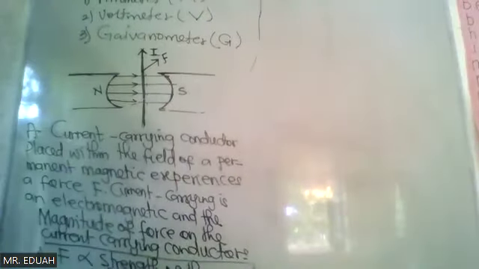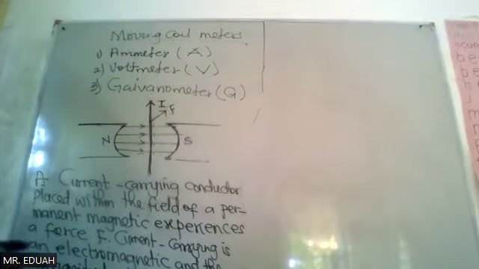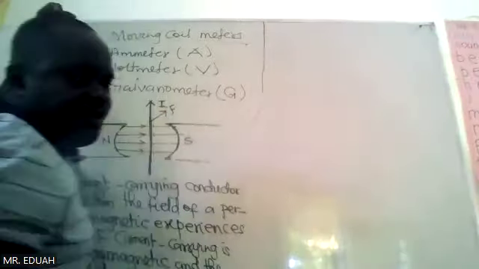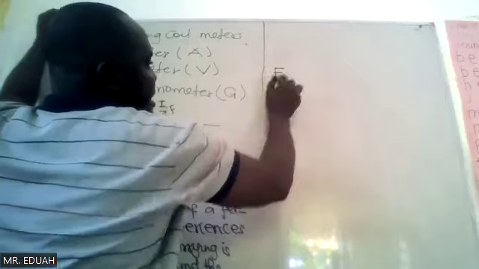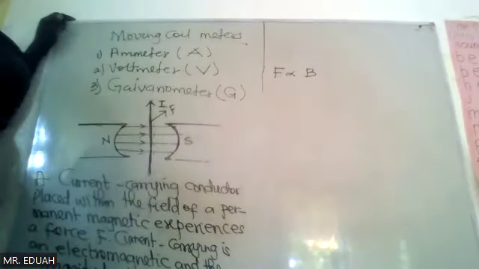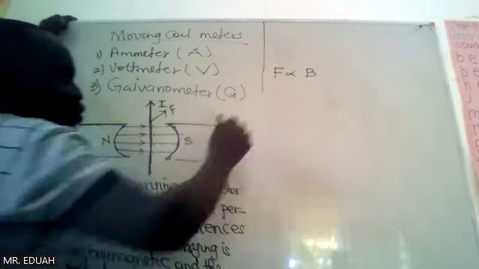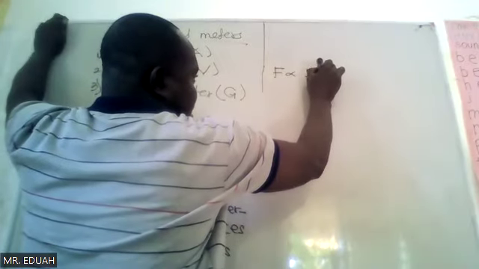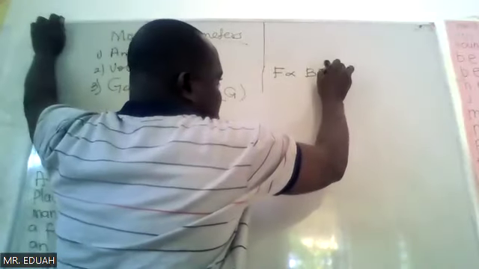So if the force experienced by a current carrying conductor depends on these factors, then when we put all of them together, we can say that F is directly proportional to B, the strength of the magnetic field or the bar magnet. F is directly proportional to I. F is directly proportional to L.